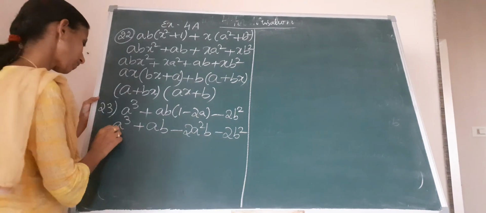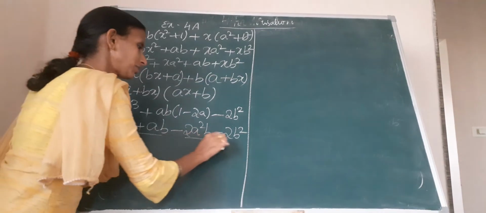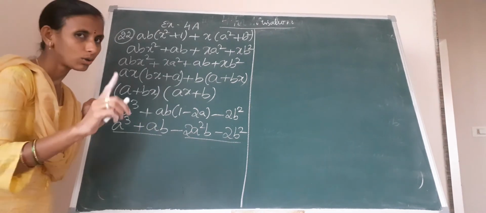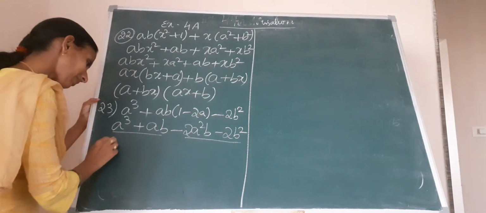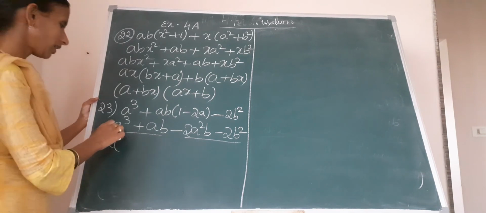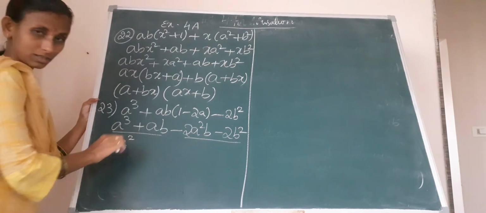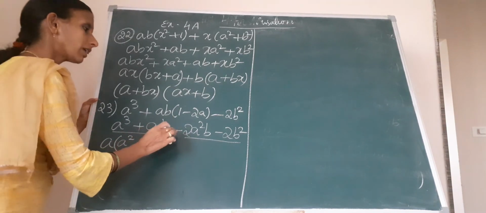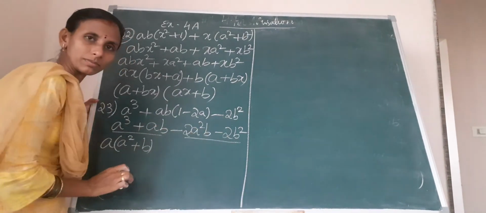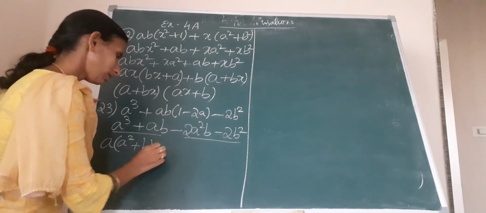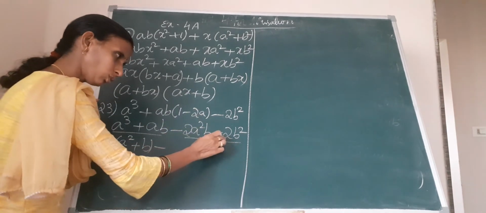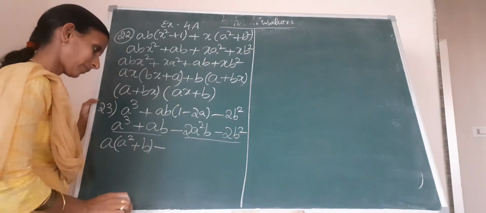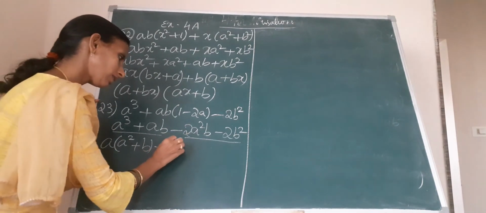So take these two terms as one group and these two terms as another group. In these two terms, what is common? Only one a is common, that I am taking out. So what do we get? a square plus b. Minus is common in both the terms. So that minus I am taking out. Minus 2, a is not there and 1 b is there. Okay.